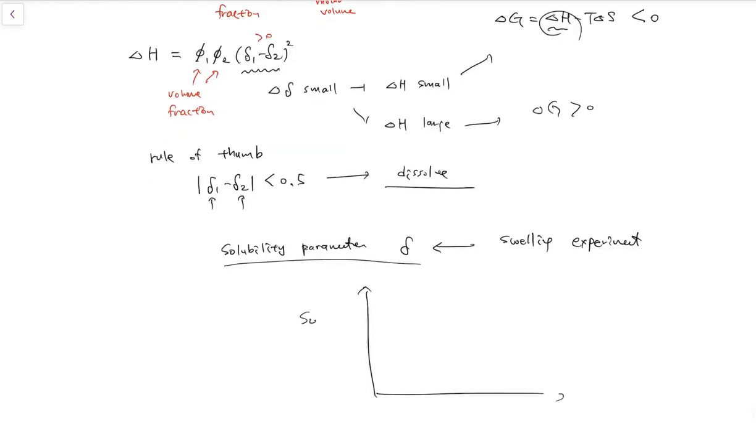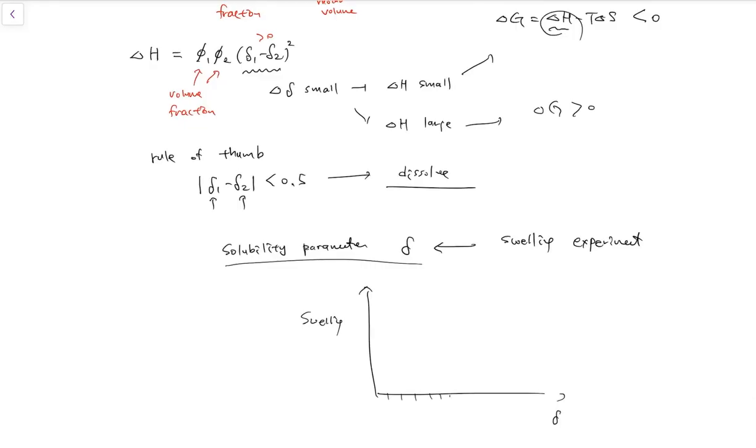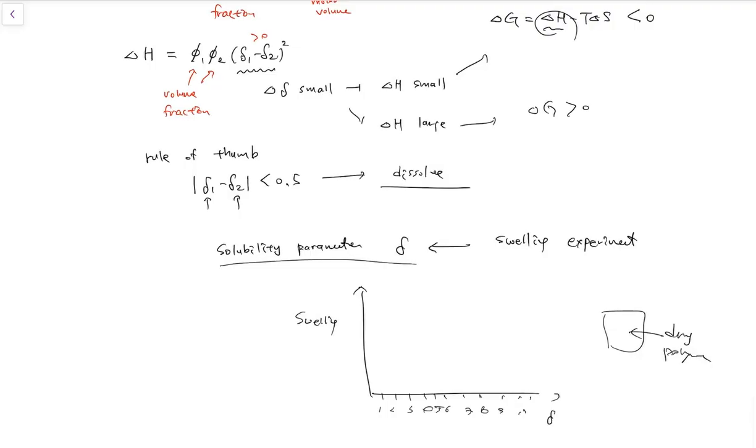So for example, if you plot the degree of swelling as a function of the solubility parameter with different kinds of solvent, and you prepare dry polymer and add, for example, 10 different kinds of solvent with different solubility parameters, then you can determine the degree of swelling like this, and the maximum point of swelling is denoted as the solubility parameter of that polymer.